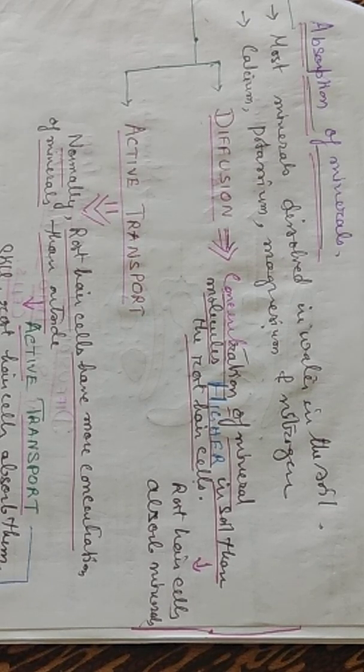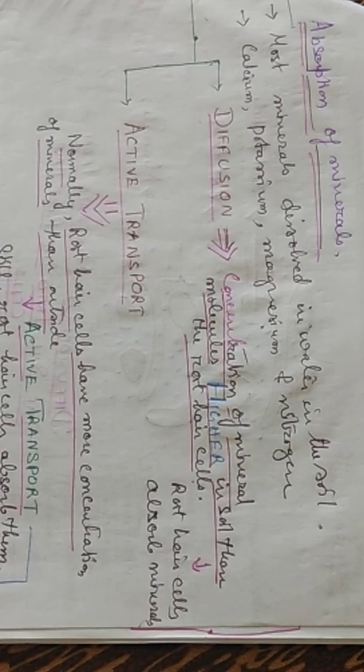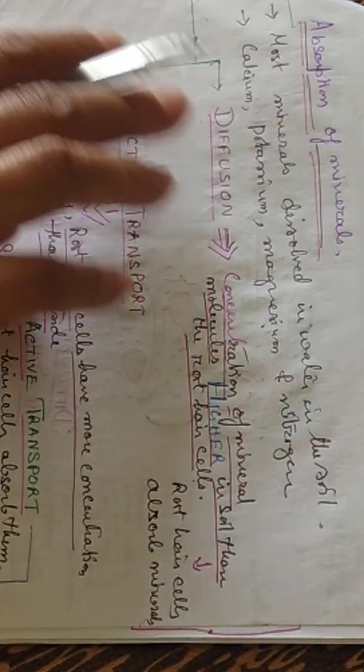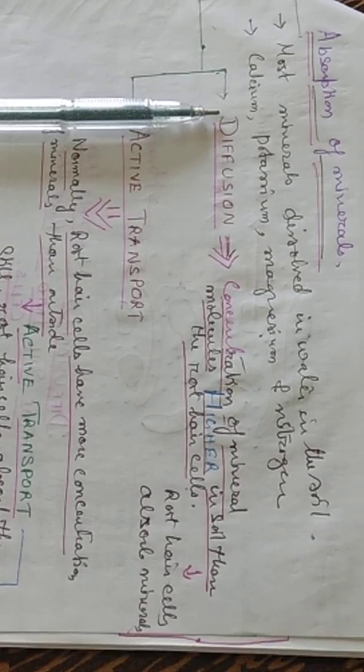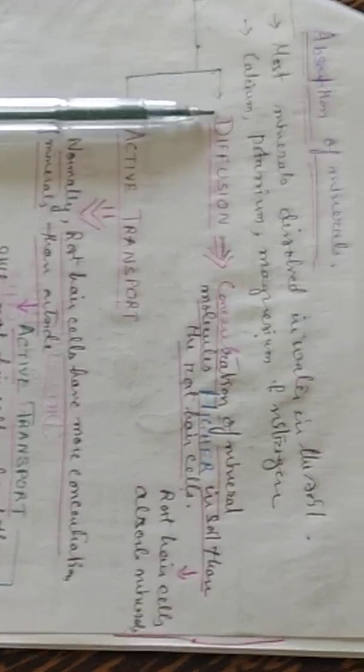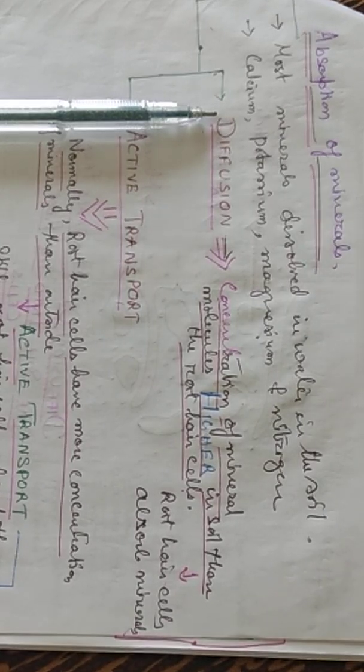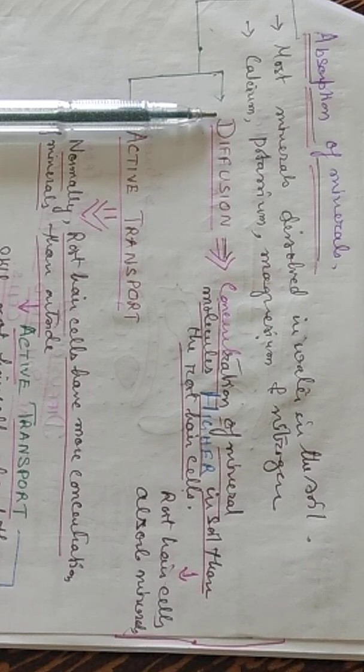So what is diffusion? In diffusion, the concentration of mineral molecules is higher in the soil than in the root hairs, and the root hair cells absorb these minerals. It is a process in which molecules move from higher concentration to lower concentration. This is diffusion. The concentration of mineral molecules inside the soil is more than in the root hair cells, so the minerals move from higher to lower, that is from the soil to the root hair cells. Okay.